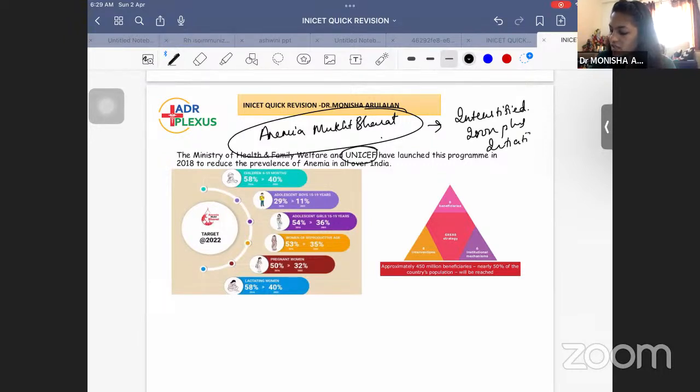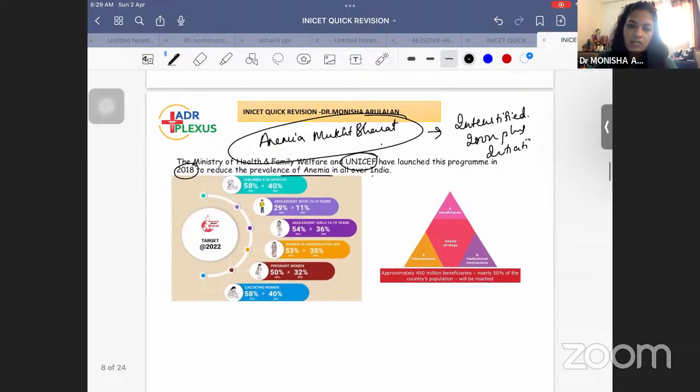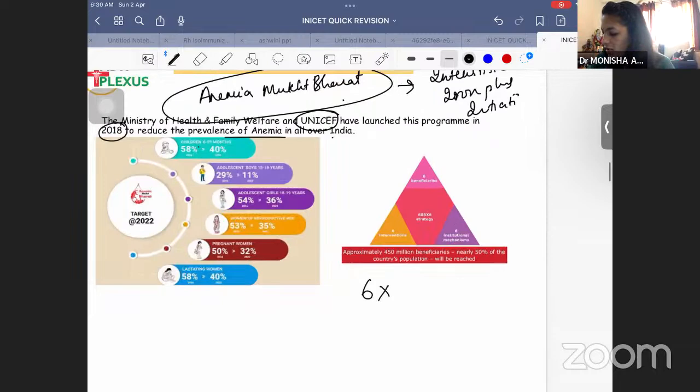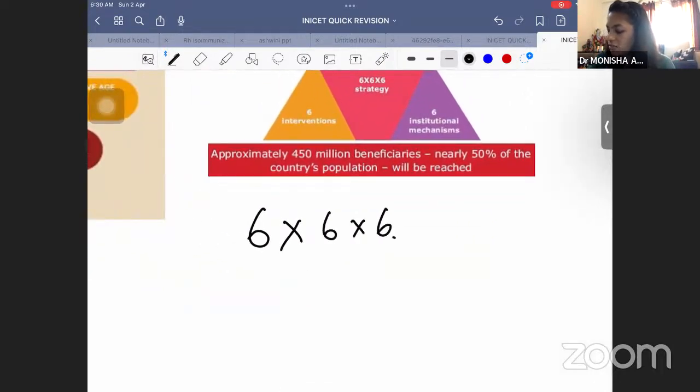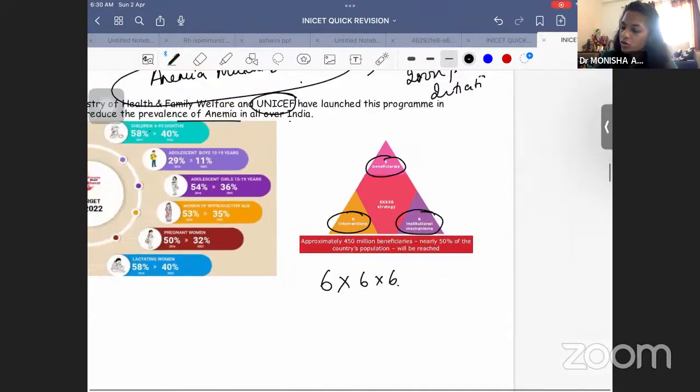This has been launched by UNICEF in 2018 to reduce the prevalence of anemia all over India, not only for pregnant women, it is for all. So you can see the chart here. These are the beneficiaries. They start from children, adolescent boys also are included, adolescent girls, women of reproductive age, pregnant women and lactating women. There are 6 beneficiaries. That's why it is called 6 into 6 into 6 strategy: 6 beneficiaries, 6 interventions, 6 institutional mechanisms.